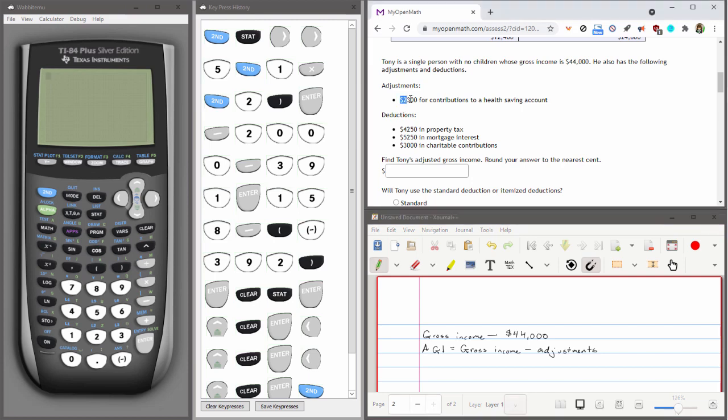We're told that this $2,300 is an adjustment. That means that that comes out before anything. He's just not taxed on that money. It's not counted toward his income. So it's 44,000 minus 2,300. His adjusted gross income is 41,700.